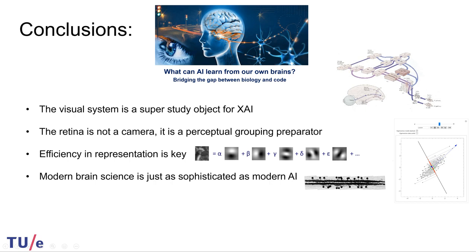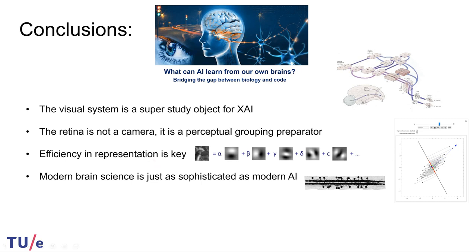Second realization is the retina is not a camera, but it is a perceptual grouping preparator. A camera brings images from A to B, and if it were just bringing the images to the first layer in V1, we would need another perceptual system to look at that image. So the homunculus doesn't exist, so we already have processing in the very first stages of the retina right here. And of all these multi-layer systems, the visual system and the artificial system, deep learning is actually representation learning. So efficiency in this representation is the key thing.